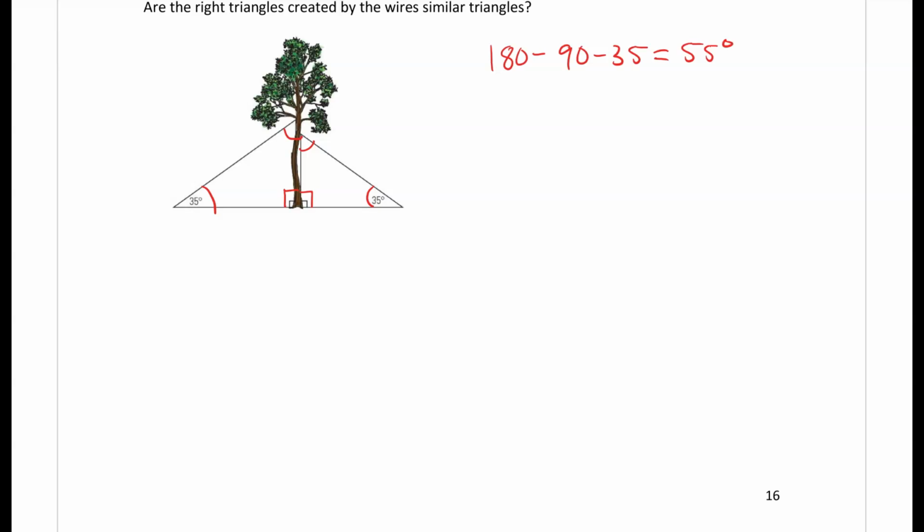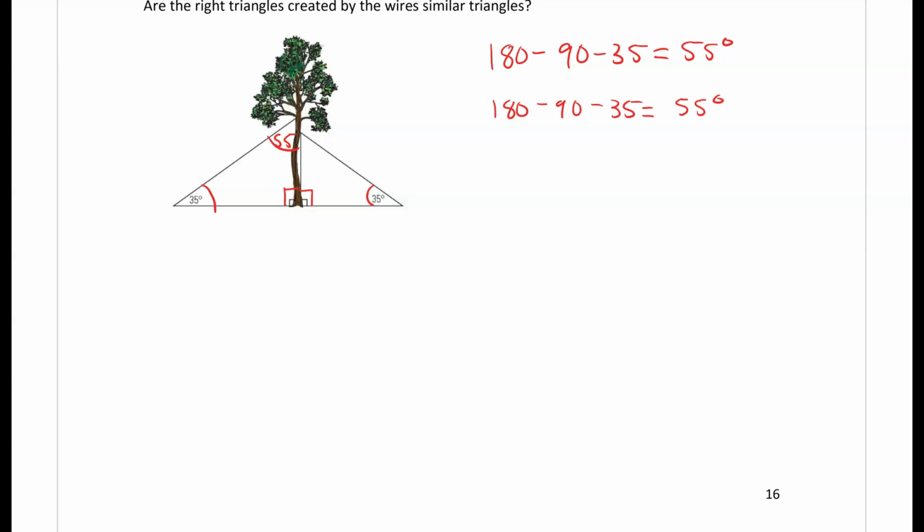We'd do the exact same thing on the other triangle if we wanted to make sure, and this would tell us that it is 55 degrees as well. So this angle at the top is 55, helps if I write the correct number, 55 and 55. So we know that these two triangles are going to be similar because the three angles are equal.